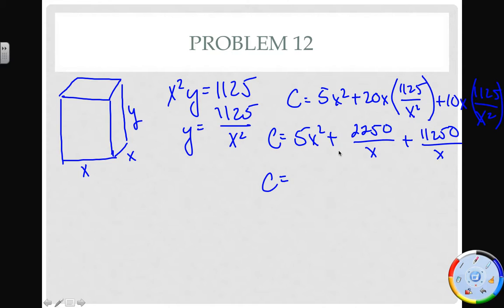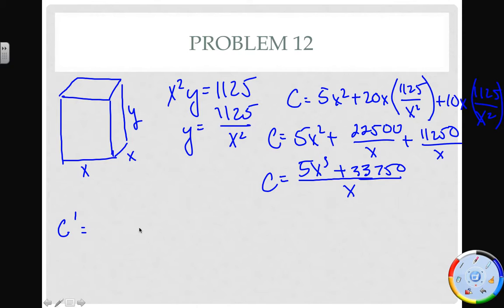And guess what? I'm going to go even a little bit farther. I'm going to combine all of this together. I'm going to put this over x, so I get 5x cubed plus 22750 plus 33750, all over x. Now I can find c prime. C prime is going to be a little bit easier in this particular matter.